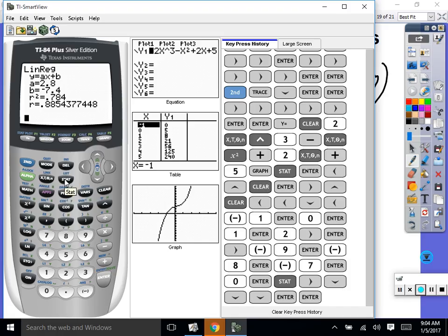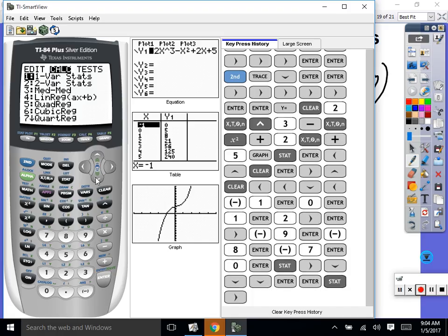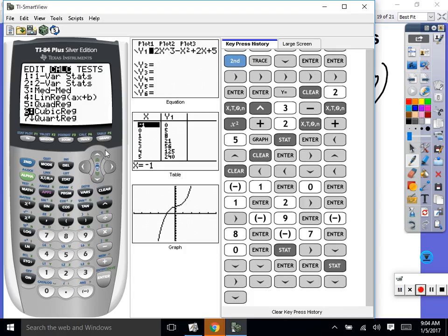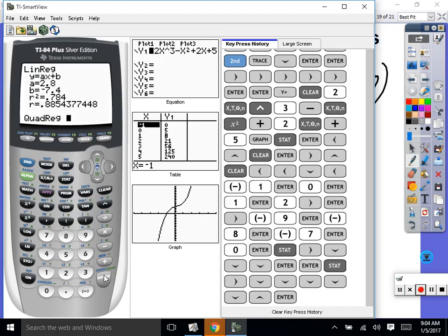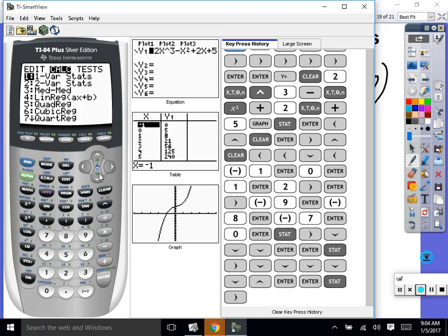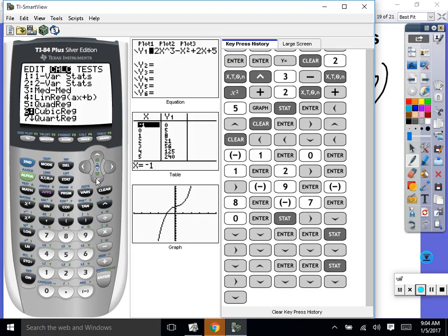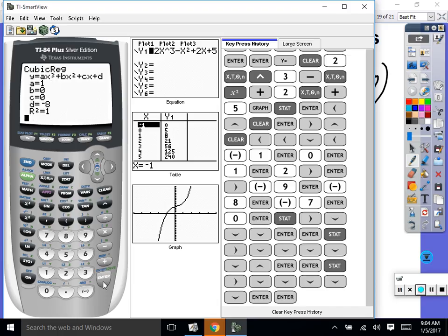Hit stat, over to calculate. I'm going to go down and try quadratic. I hit enter. And look at r squared. It's 96% accurate. Better. So let's try another one. Let's try a few of them and make sure we pick the best fit. So calculate. Let's go down to cubic. I hit enter, enter. Oh, r squared's 1. Doesn't that mean it's 100% perfect fit? So we're going to choose cubic.